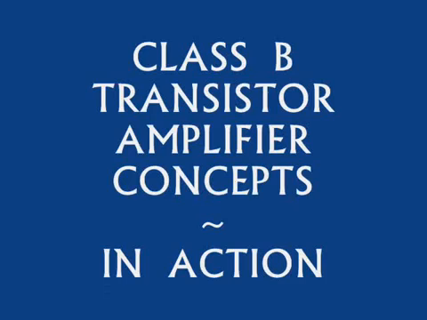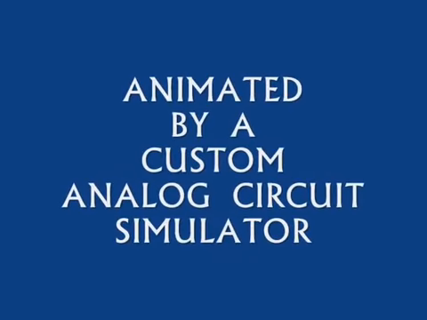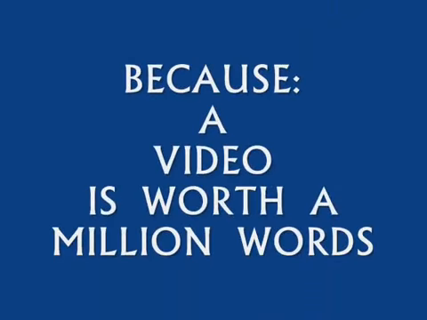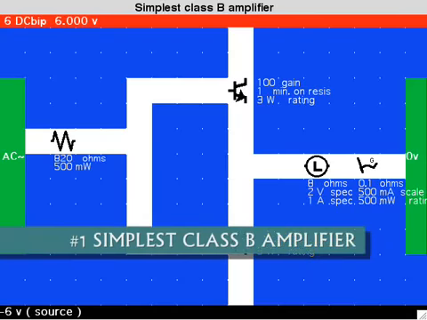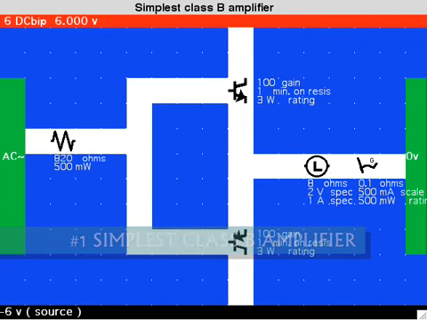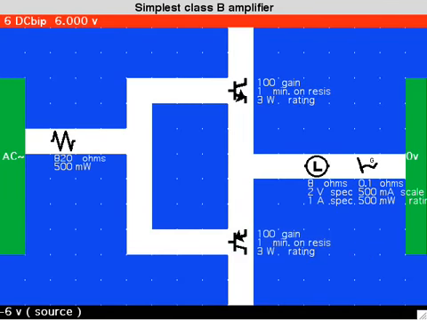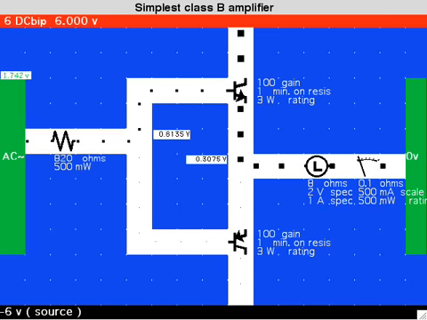Basics of the Class B amplifier in video animation. It's an effective way to send current back and forth through a load such as a speaker by using a bipolar supply and connecting the load to a center zero ground.